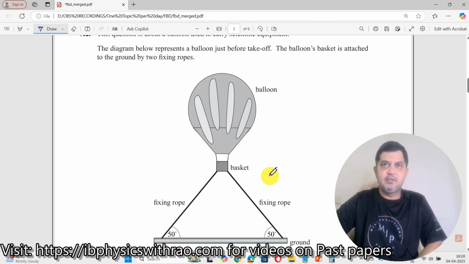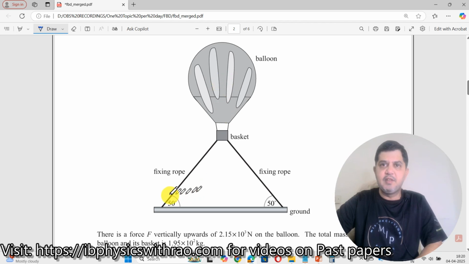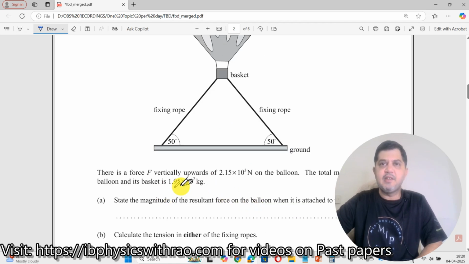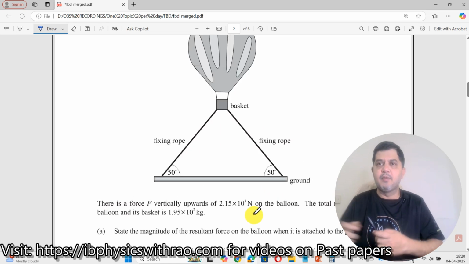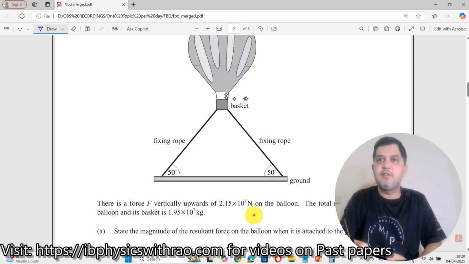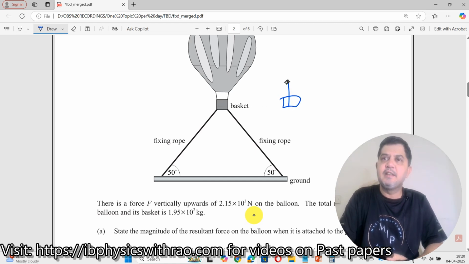So the diagram represents a balloon just before takeoff. The balloon's basket is attached to the ground by fixing two ropes. So there's a balloon over here. There are two fixed ropes over here, which have been attached to the ground. This makes an angle of 50 degrees each. There's a force F vertically upwards, 2.15 into 10 cube Newton, acting on the balloon. So what I will do is write this is my balloon, and this is your 2.15 into 10 cube Newton acting upwards.